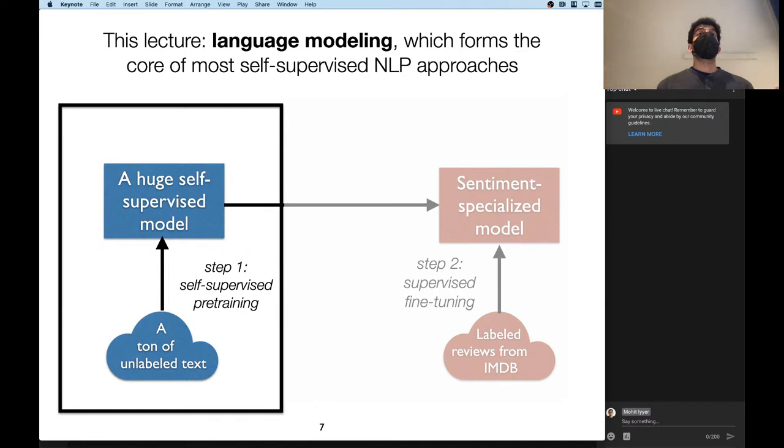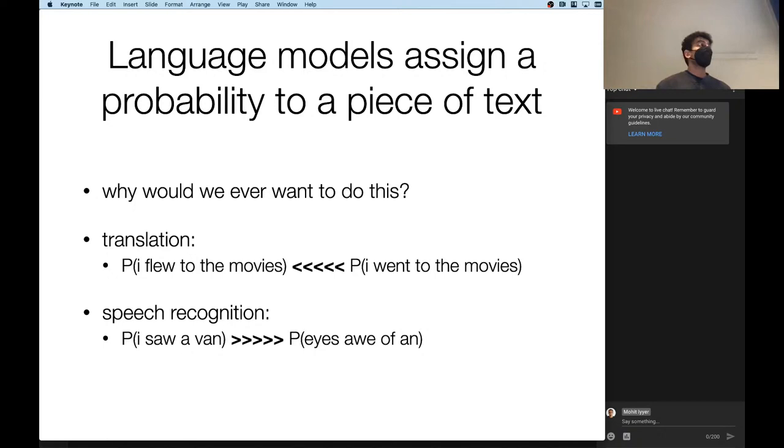Okay, so let's get to our task, language modeling. The goal is quite simple. It's given a piece of text. I want to assign a probability to that piece of text. So you might ask, why would we ever want to do this? I've already given you one reason on the previous slide. But there are much more concrete applications of language models that are more intuitive to understand.